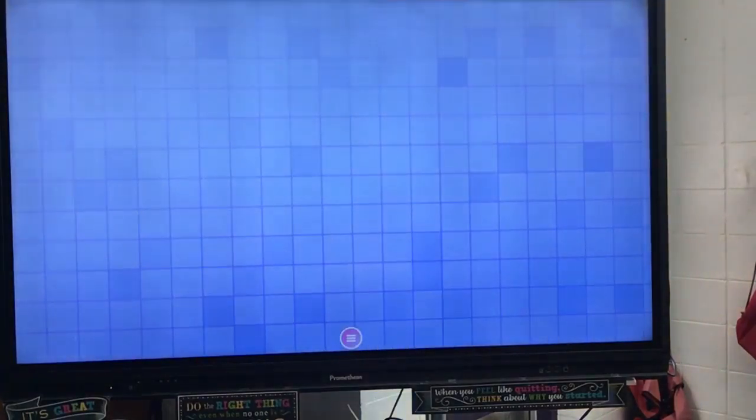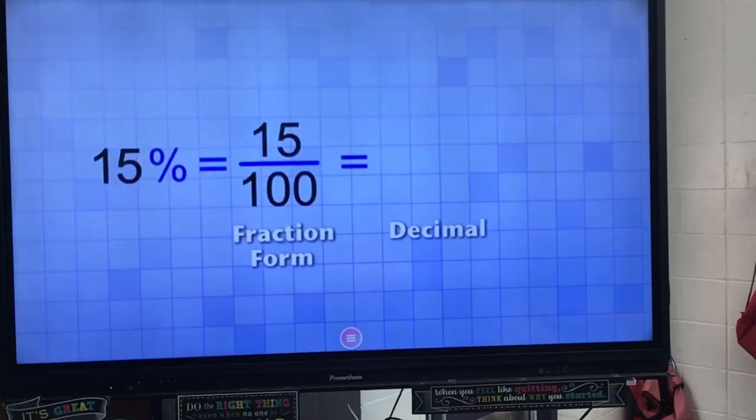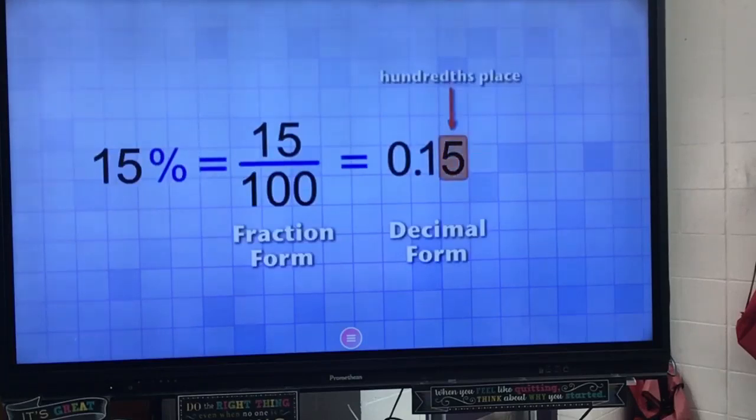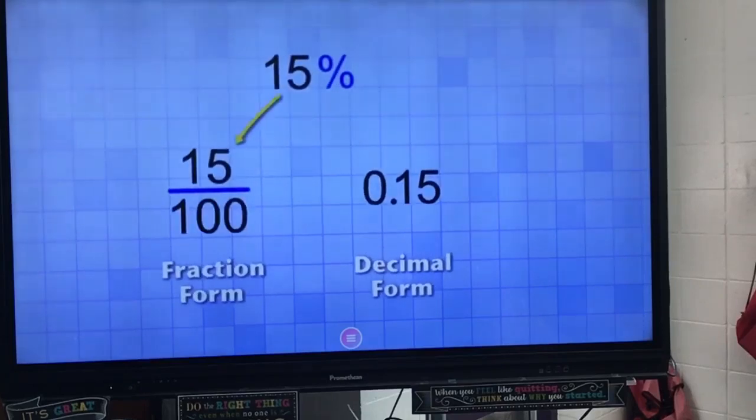For example, we know that 15% is just 15 over 100, right? That's its fraction form. But it also has the decimal form, 0.15, because this is the hundredths place, and 0.15 means 15 hundredths. So we can rewrite 15% as a fraction, 15 over 100, or as a decimal, 0.15. And now that you know why we can easily convert a percentage to a decimal, let me show you a really simple trick for doing it.